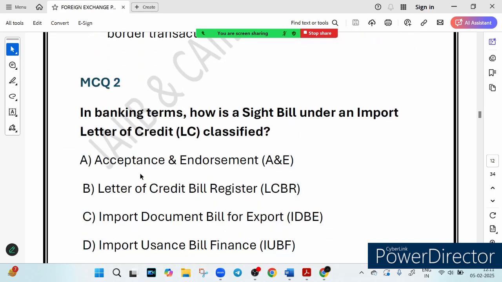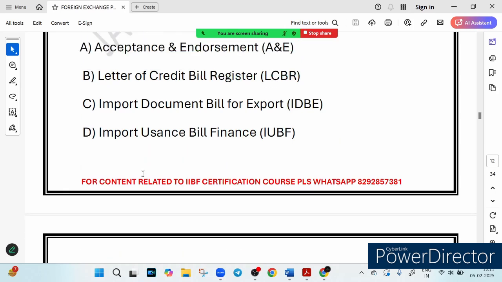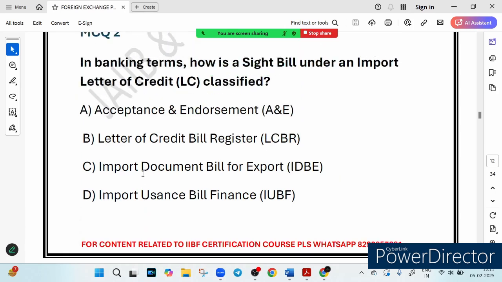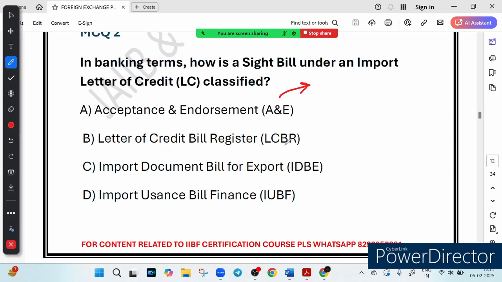Now let's see the next question. In banking terms, how is a sight bill under import letter of credit classified? So this question pertains to the letter of credit. Option A says A&D, option B LCBR, and so on up to option E. Let's start with A&D, that is acceptance and endorsement. This refers to a process where the bank accepts a bill of exchange and endorses it for further processing. It is typically used for documents that require approval for payment over time, not for immediate payment.